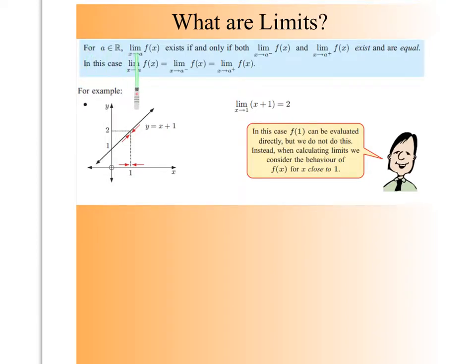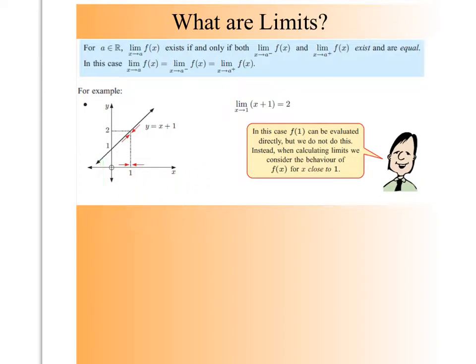For a in the real numbers, the limit as x approaches a of f of x exists if and only if both the limit as x approaches a from the left of f of x and the limit as x approaches a from the right of f of x exist and are both the same value. In this case, the limit as x approaches a of f of x is equal to the limit as x approaches a from the left, which is equal to the limit as x approaches a from the right.